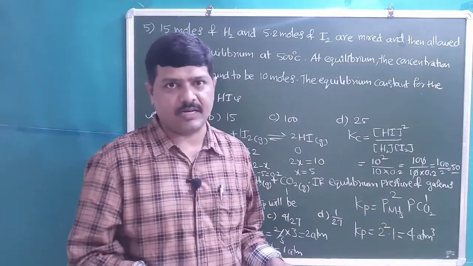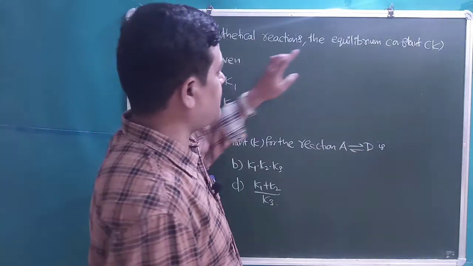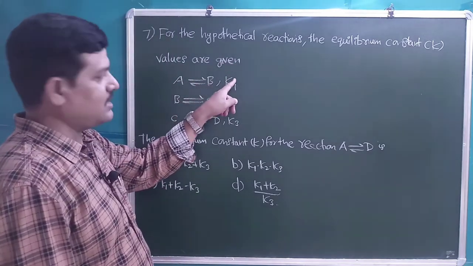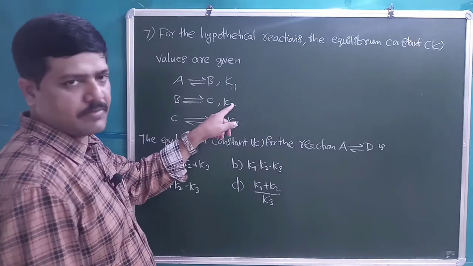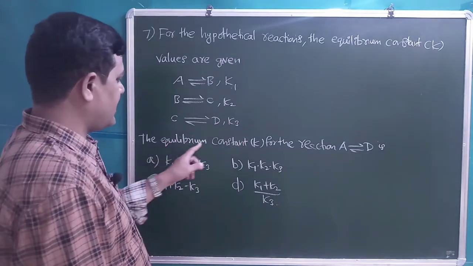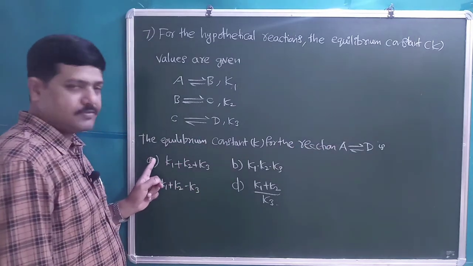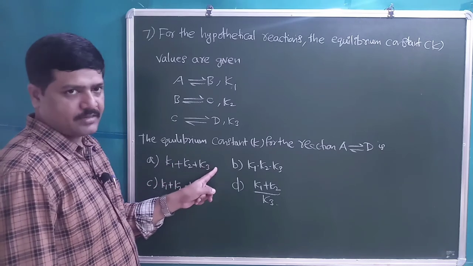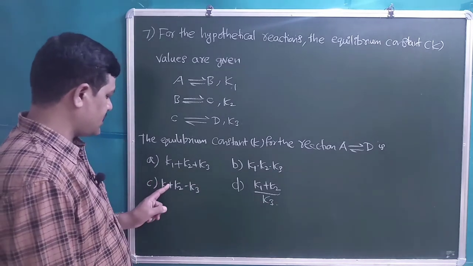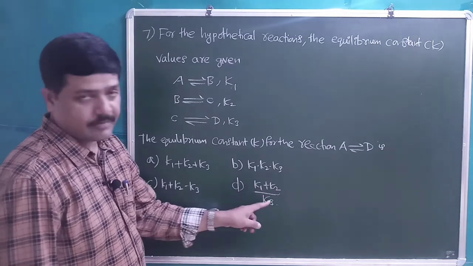So finally, students, we will take one more question now. Next question. For the hypothetical reactions, the equilibrium constant K values are given. A gives rise to B, equilibrium constant is K1. B gives rise to C, equilibrium constant is K2. C gives rise to D, equilibrium constant is K3. The equilibrium constant K for the reaction A gives rise to D is, the options are: first option K1 plus K2 plus K3; second option K1 multiplied by K2 multiplied by K3; third option K1 plus K2 minus K3; option 4 K1 plus K2 divided by K3.